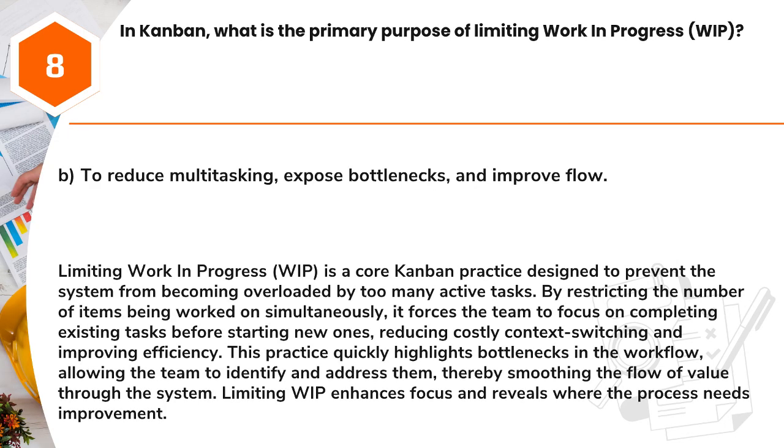Answer: B. To reduce multitasking, expose bottlenecks, and improve flow. Limiting work in progress, WIP, is a core Kanban practice designed to prevent the system from becoming overloaded by too many active tasks. By restricting the number of items being worked on simultaneously, it forces the team to focus on completing existing tasks before starting new ones, reducing costly context switching and improving efficiency.